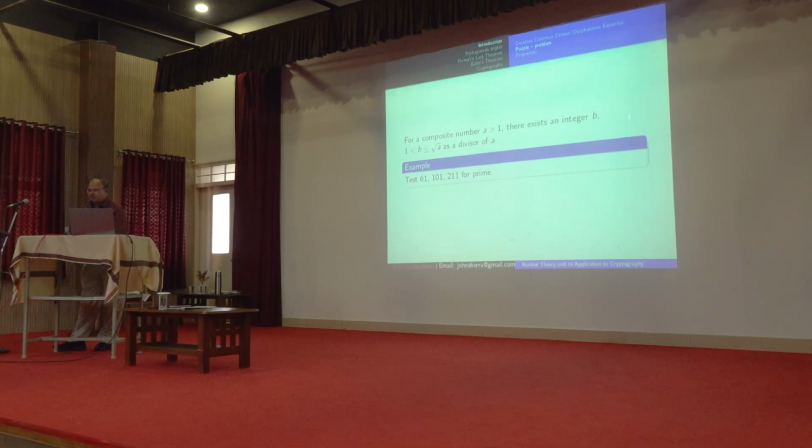211, you know that 225 is 15 square. So, approximately 15 is the square root. And less than 15, which are the primes, the same 2, 3, 5, 7, 11 and 13. You just verify whether they divide. If they don't divide, then it's a prime. So, this is a technique used.